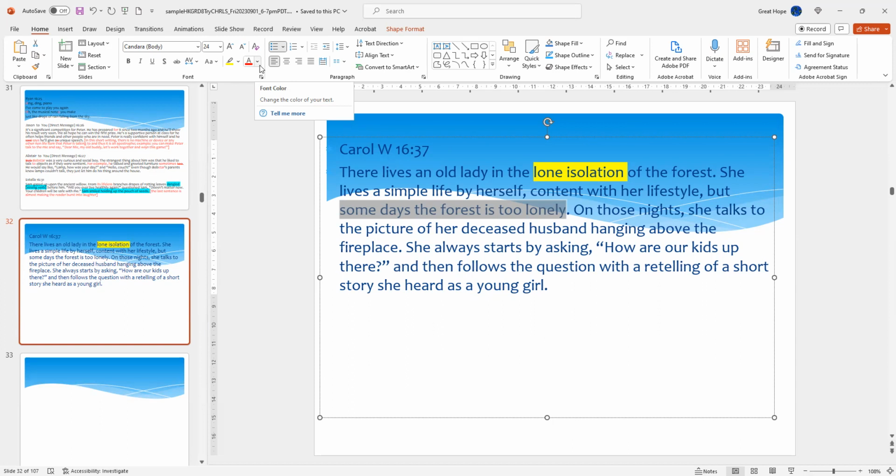They want to have somebody who's with them, or even may not be a person. So that's the thing, really making the touching part. On those nights, she talked to the picture of her deceased husband. Very sad. That's very sad, but could also bring very wonderful memories. Right? So that's the thing.